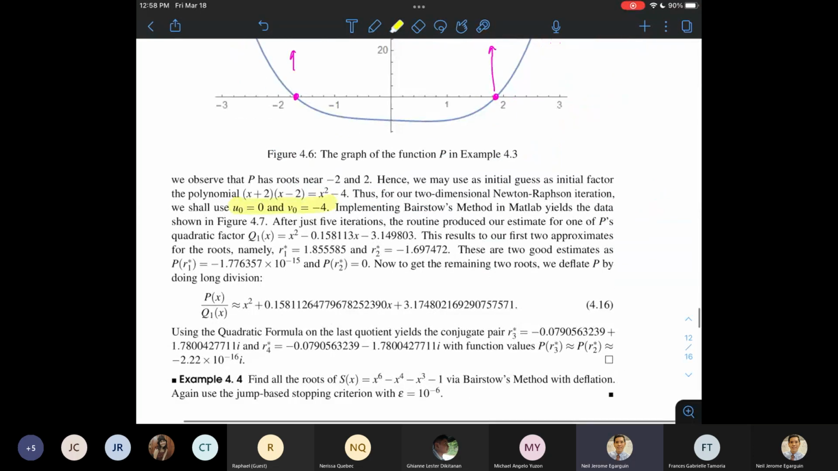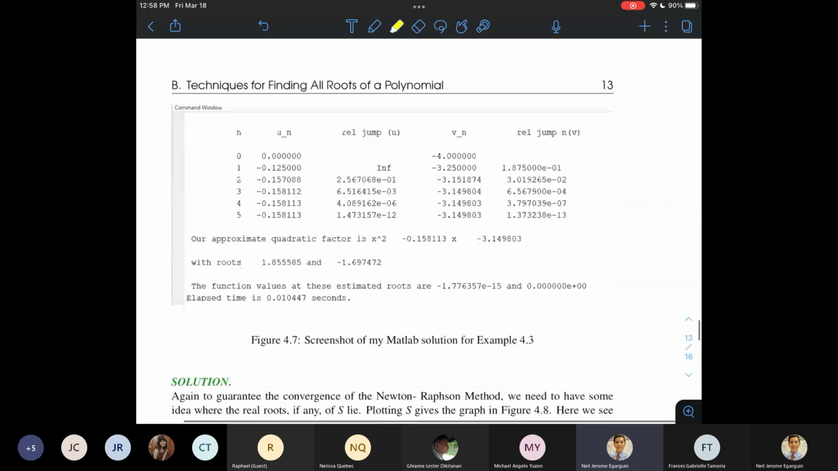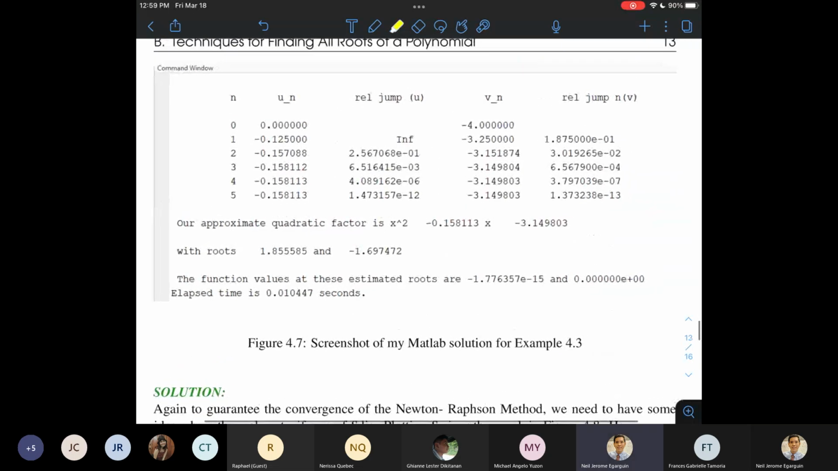Tapos ito na yung mangyayari. Ipa-plug in ko siya kay Bairstow's. Okay. So ito yung u sub 0, ito yung v sub 0. Tapos I let Bairstow's algorithm to run. Ang kagandahan kay Matlab, hindi siya masyadong sensitive pagka meron kang division. Alright? Nagkaroon ako ng division by 0 dito sa relative jump kasi pag-compute ng relative jump, this would be this guy minus u0 divided by u0. But my u0 is 0, so sabi ni Matlab, nagkakalokohan.